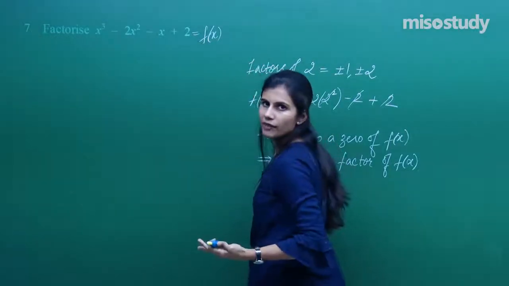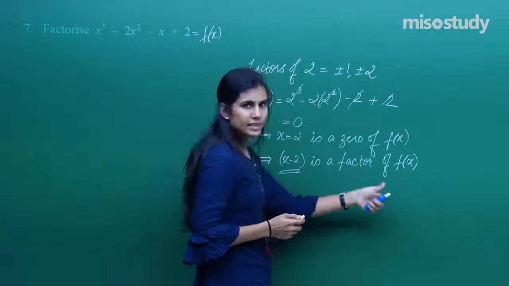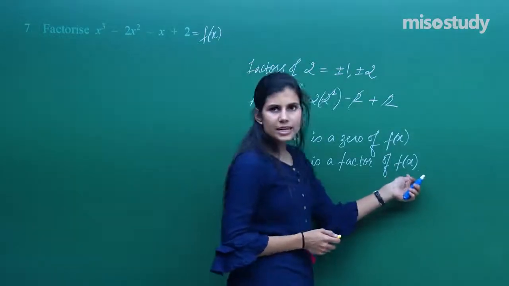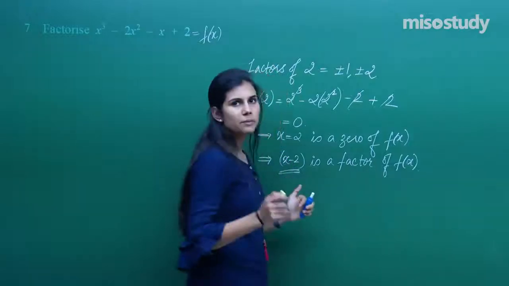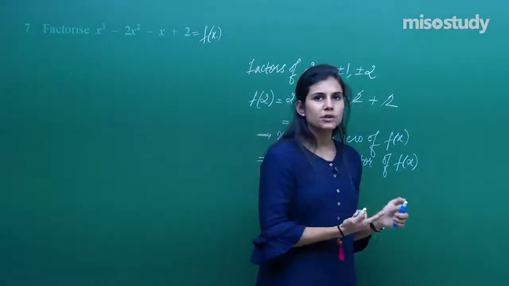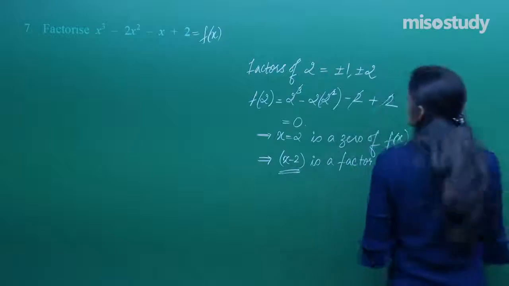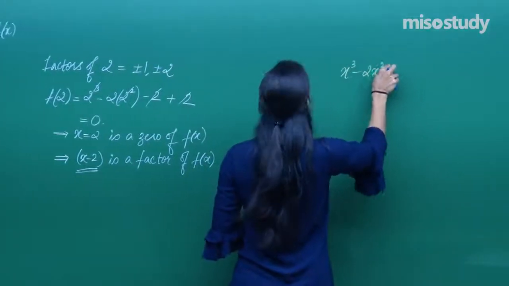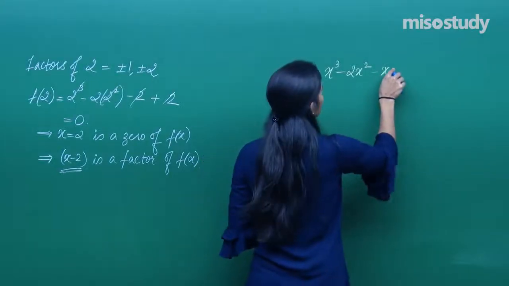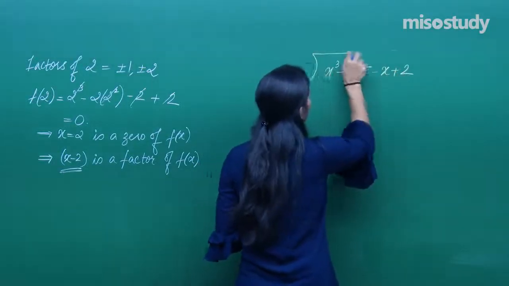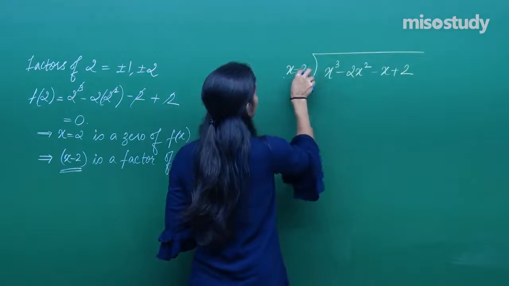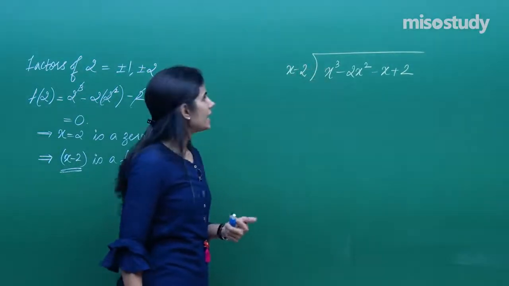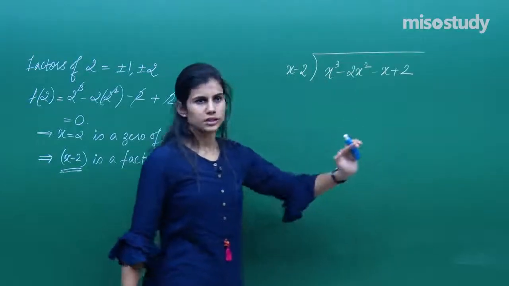What are more factors? For that we will have to divide f(x) by x minus 2. If x minus 2 is a factor of f(x), that means when f(x) is divided by x minus 2, the remainder is 0. What is the quotient that you get is what we need to find. So f(x) is x cube minus 2x square minus x plus 2. I will have to divide it by x minus 2, and I know the remainder will be 0 because x minus 2 is a factor. What I am curious about is what is the quotient.